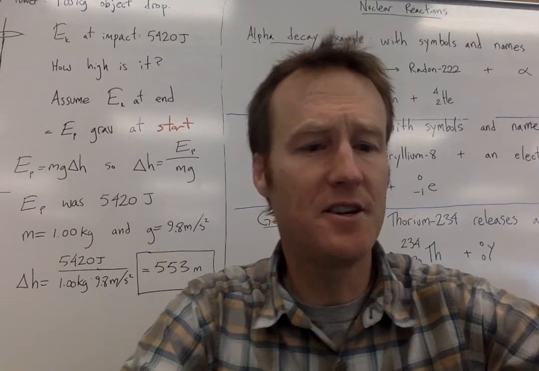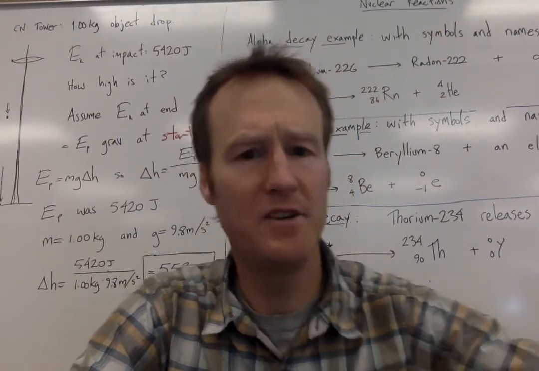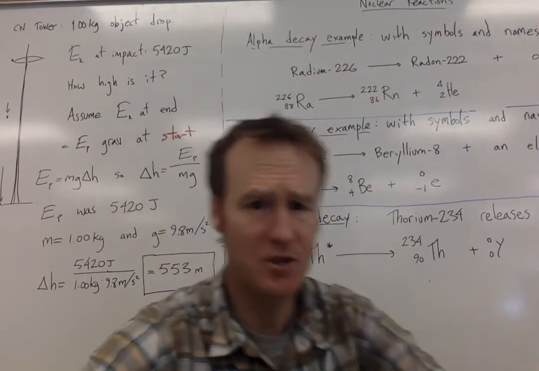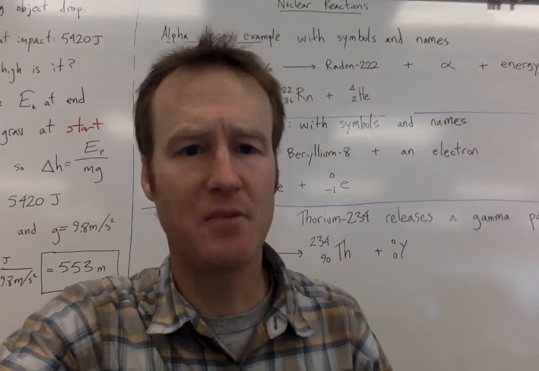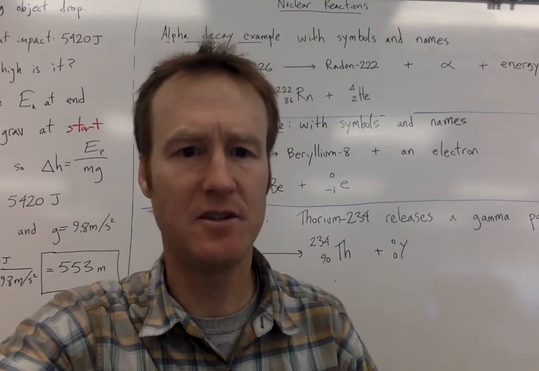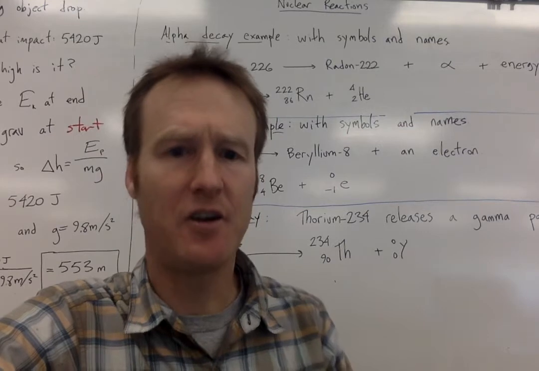Nuclear reactions can release staggering amounts of energy. And the way they release that energy is in two ways. One, a nucleus can break apart into smaller pieces. Two, and this is a special case, smaller nuclei can join together.